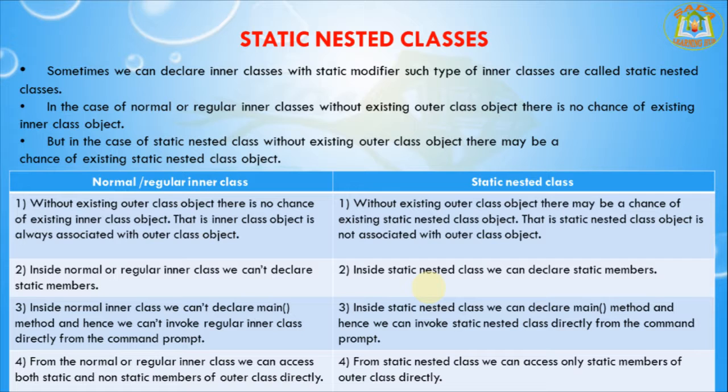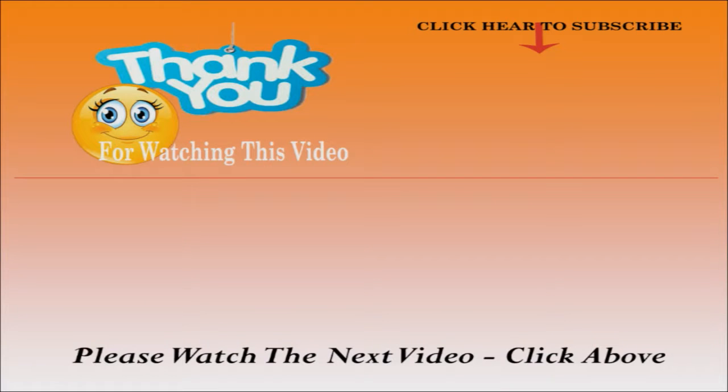And from normal or regular inner classes, we can access both static and non-static members of the outer class directly. From static nested classes, we can access only static members of the outer class directly.